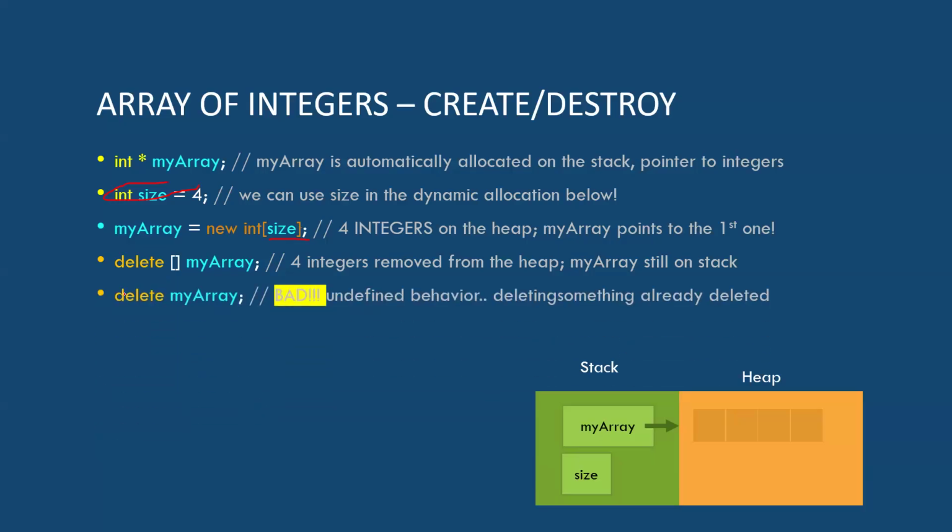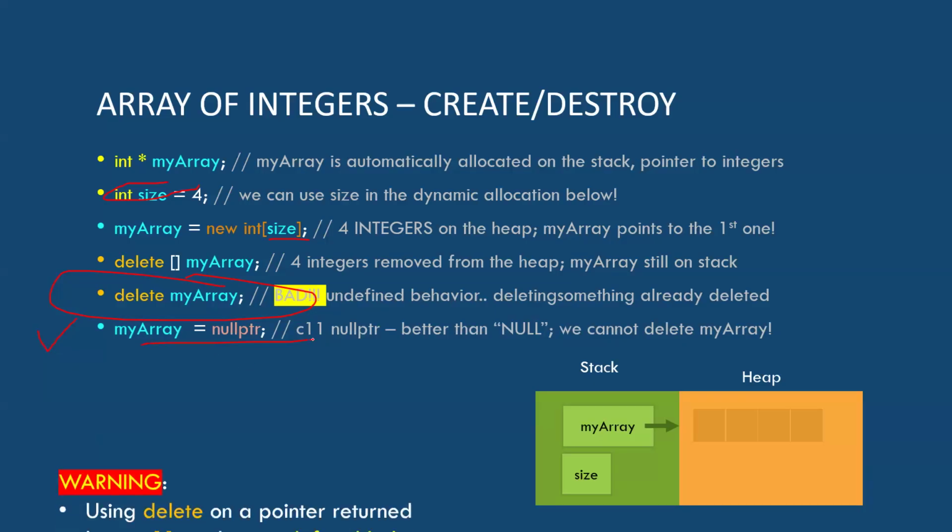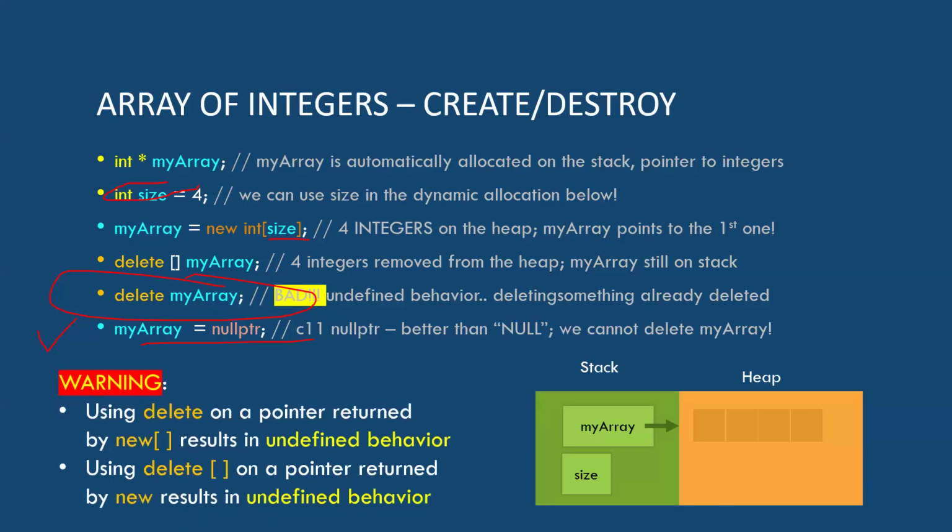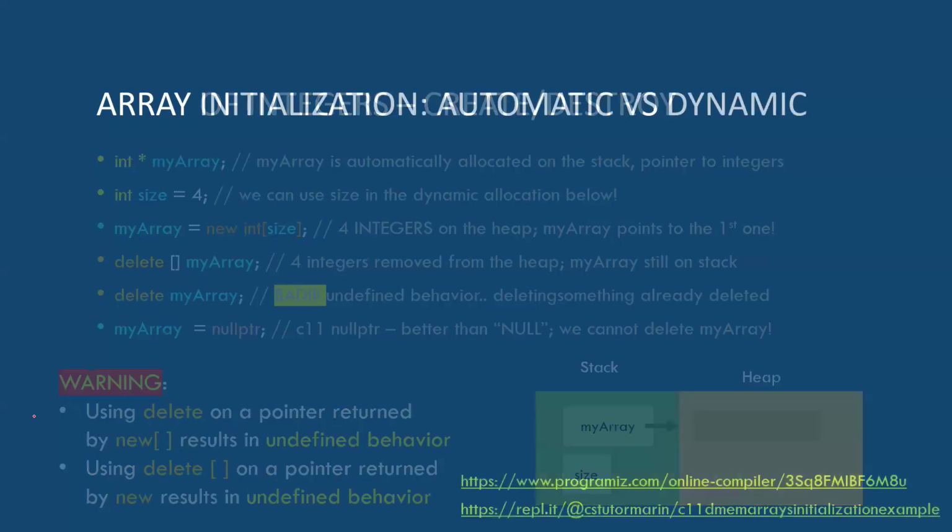Now, again, don't do this. That will crash your program or destabilize things pretty badly. And this is a good idea. It's a good idea to set that thing to null so that nobody accidentally uses that pointer. So that's a one-dimensional dynamic array.